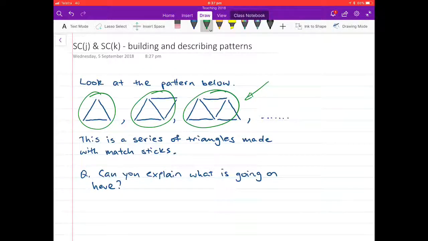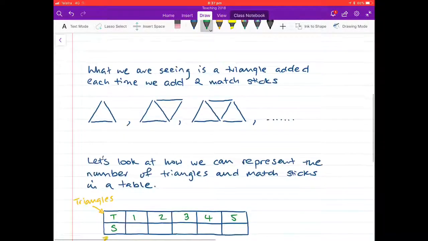What I want you to have a think about as we move into this concept here is trying to explain what's going on here. We know that here we've got, as I said, one triangle, two triangles, three triangles, and our next pattern would probably look something like this if we were to do it nice and quick. But rather than just identifying how many triangles we have in each pattern there, I want you to look a little deeper if possible.